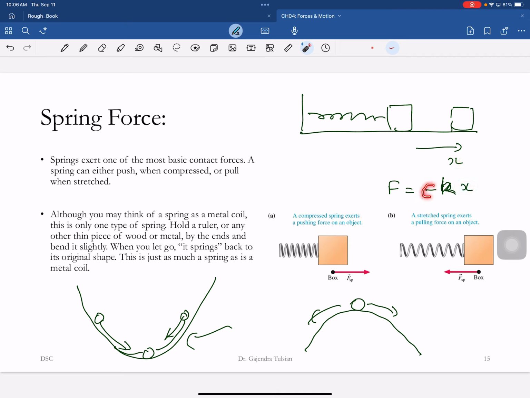What is the negative sign telling you? If this is positive, the spring force is in that direction. If the object is here, this is negative x. Negative times negative x will be positive. The force will be in that direction. This is called the spring constant. The stronger the spring, the stiffer the spring, the bigger this number is.